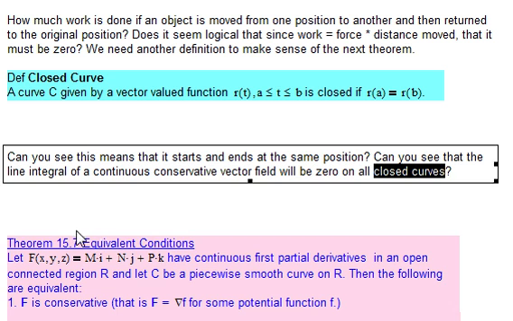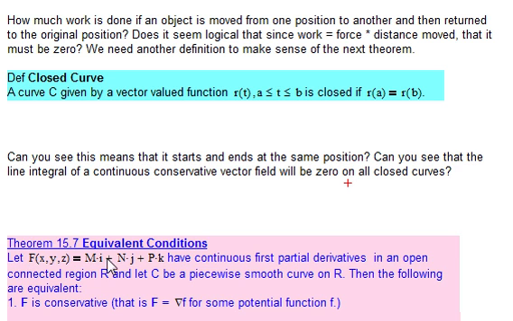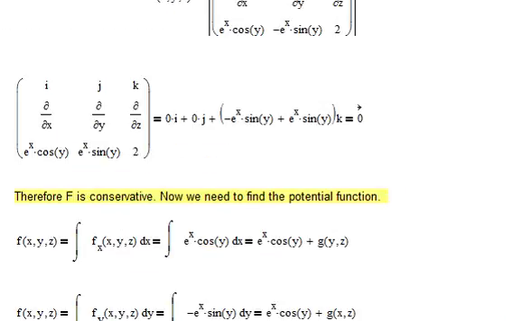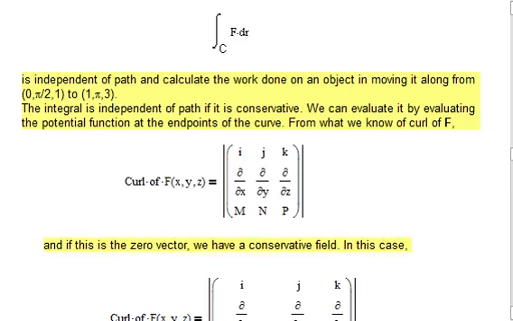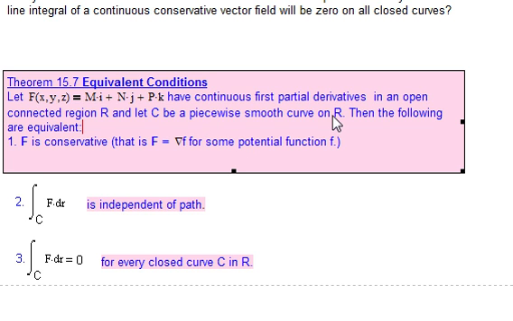So, theorem 15.7. Let F of x, y, z be some function M times i plus some function N times j plus some function P times k, with M, N, and P all functions of x, y, and z. And let that have continuous first partial derivatives in an open connected region R. Remember, connected, right? And let C be a piecewise smooth curve in R. Then the following are equivalent.